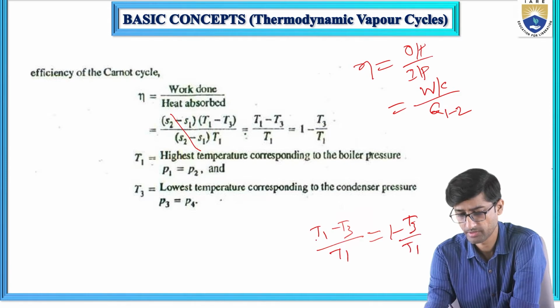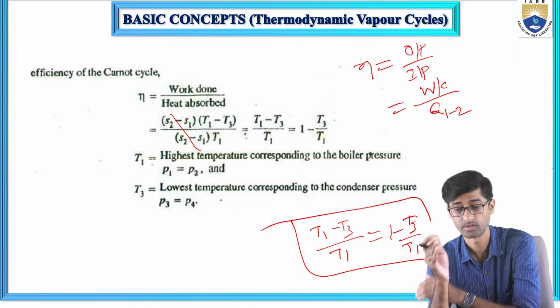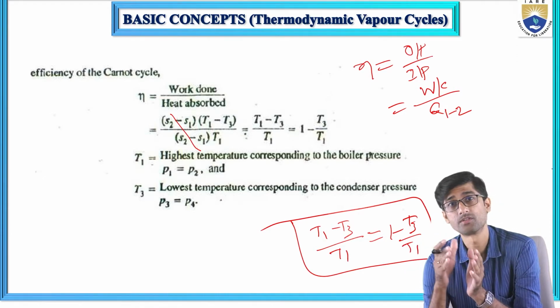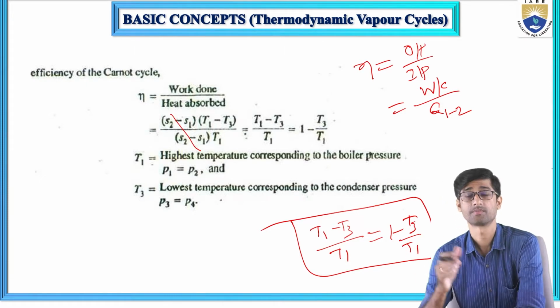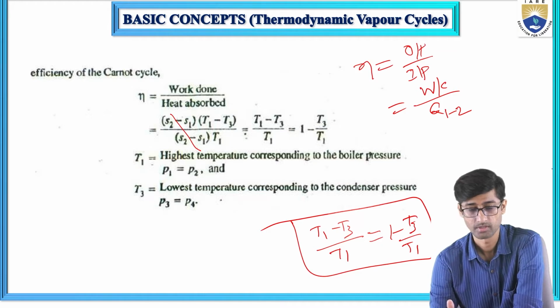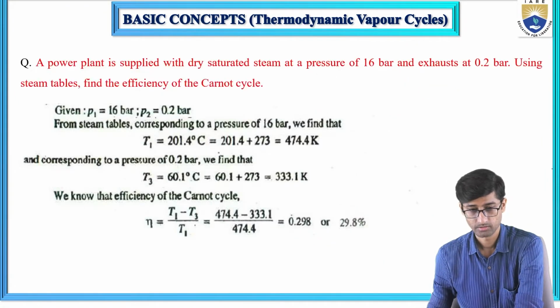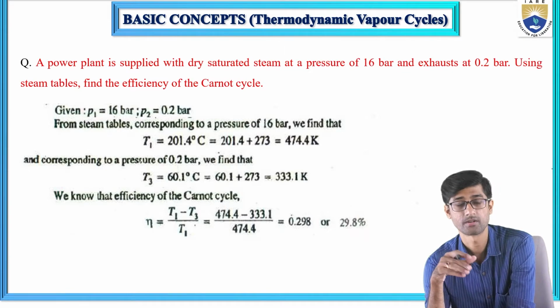So this is how to calculate the efficiency of the Carnot cycle, where T1 is the highest temperature according to the boiler pressure, where the pressure remains constant, P1 is equal to P2, and T3 is the lowest temperature corresponding to the condenser pressure, where P3 is equal to P4. This is how to calculate the efficiency of the Carnot cycle. So this is all about the Carnot cycle. So let us now solve one numerical based on this Carnot cycle.